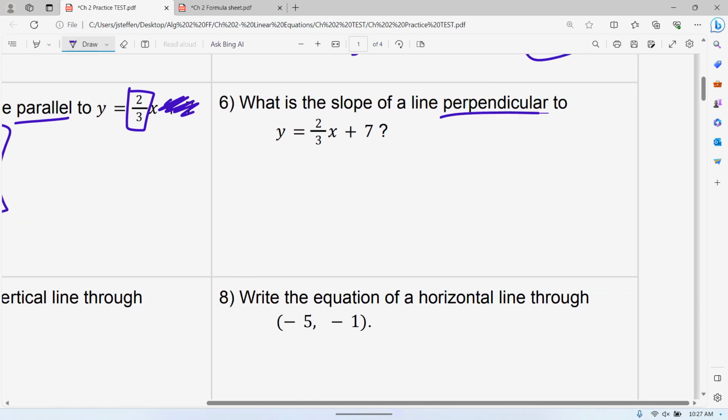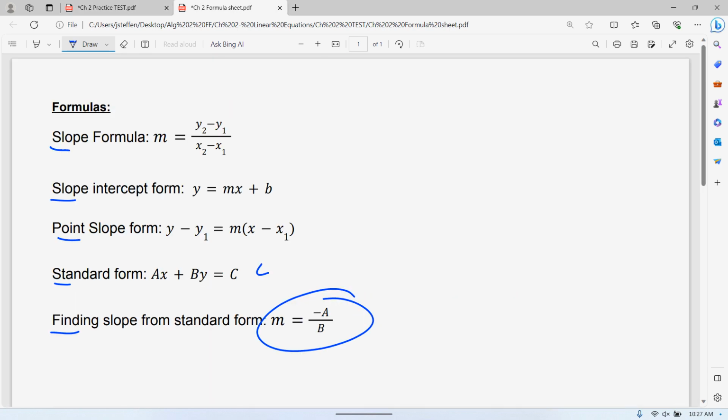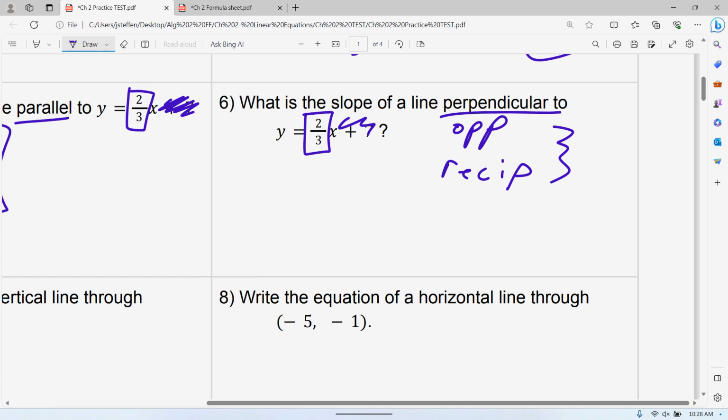Perpendicular. So perpendicular is the opposite reciprocal. And this is one of those on the formula sheet that you should have memorized: perpendicular slopes are opposite reciprocal. So this one's positive, so my opposite is negative, and the reciprocal is 3 over 2.